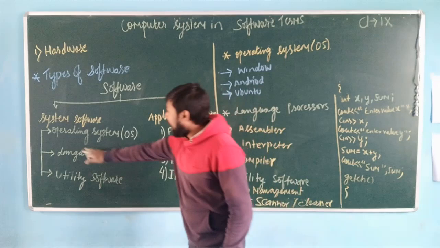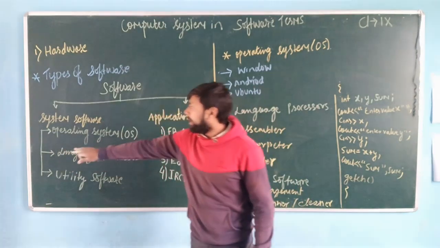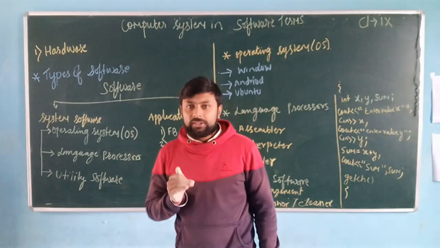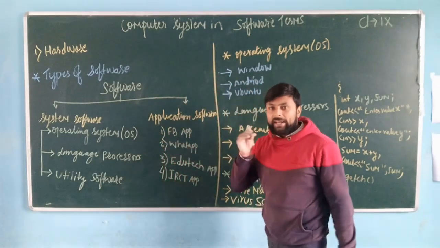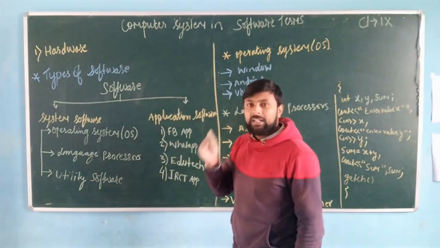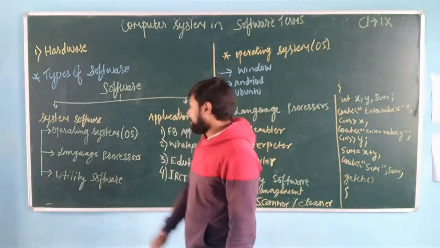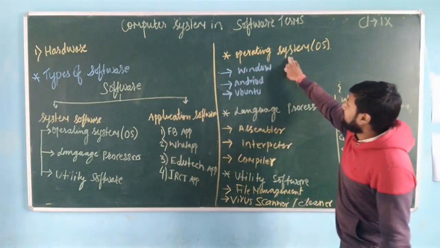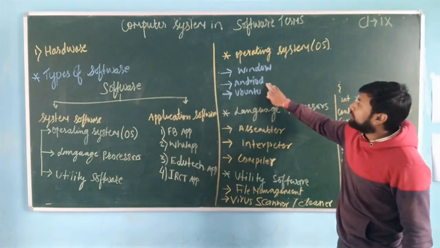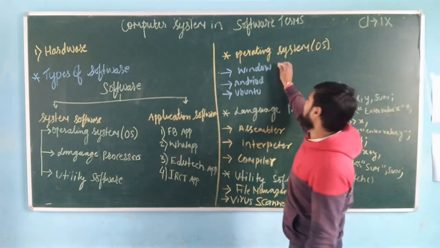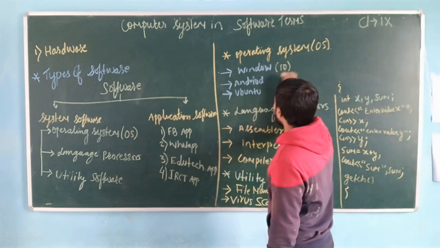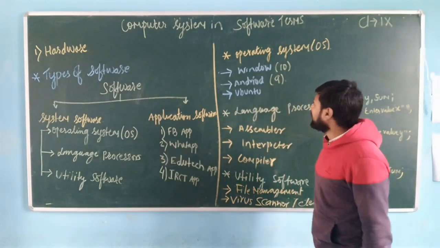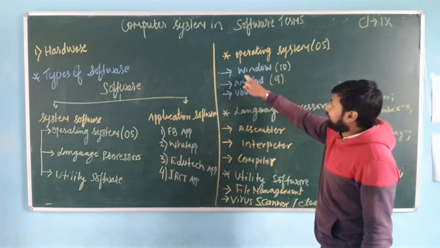Now everyone got what is meant by operating system. Operating system is an interface between user and hardware which utilizes the hardware part. Operating systems are like Windows, Android, Ubuntu. The latest version of Windows is 10. The latest version of Android is 9. Ubuntu, all are operating systems.